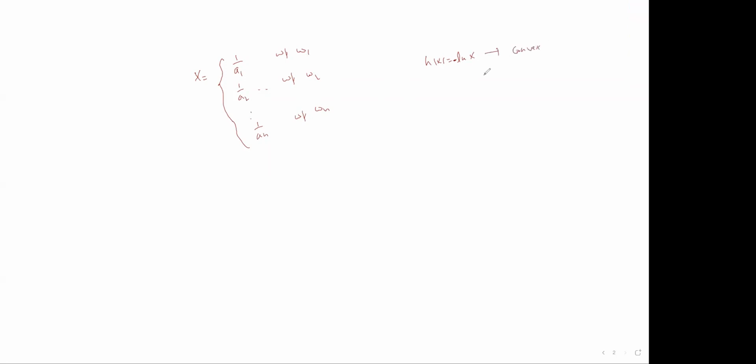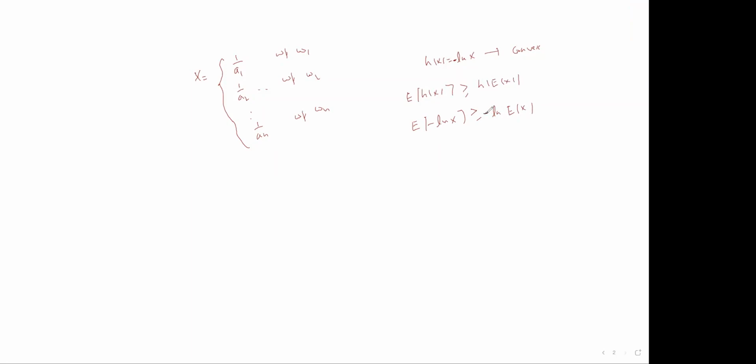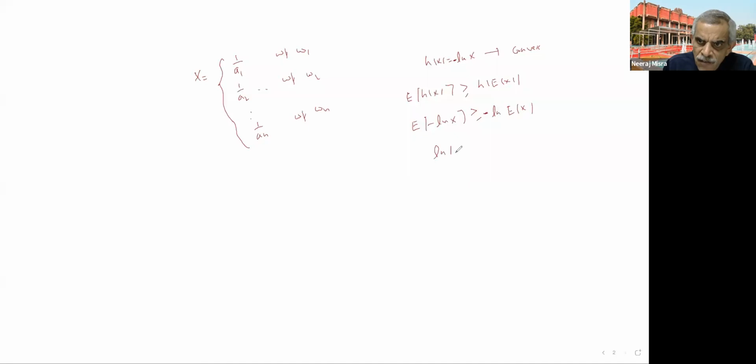Yes, sir. So what do you get? Expected value of h of x would be greater than or equal to h of expected value of x because it is convex. Expected value of h of x means expected value of minus log of x, which will always be greater than or equal to minus log of expected value of x. Or in other words, log of expected value of x would always be greater than or equal to expected value of log of x. Is that okay?